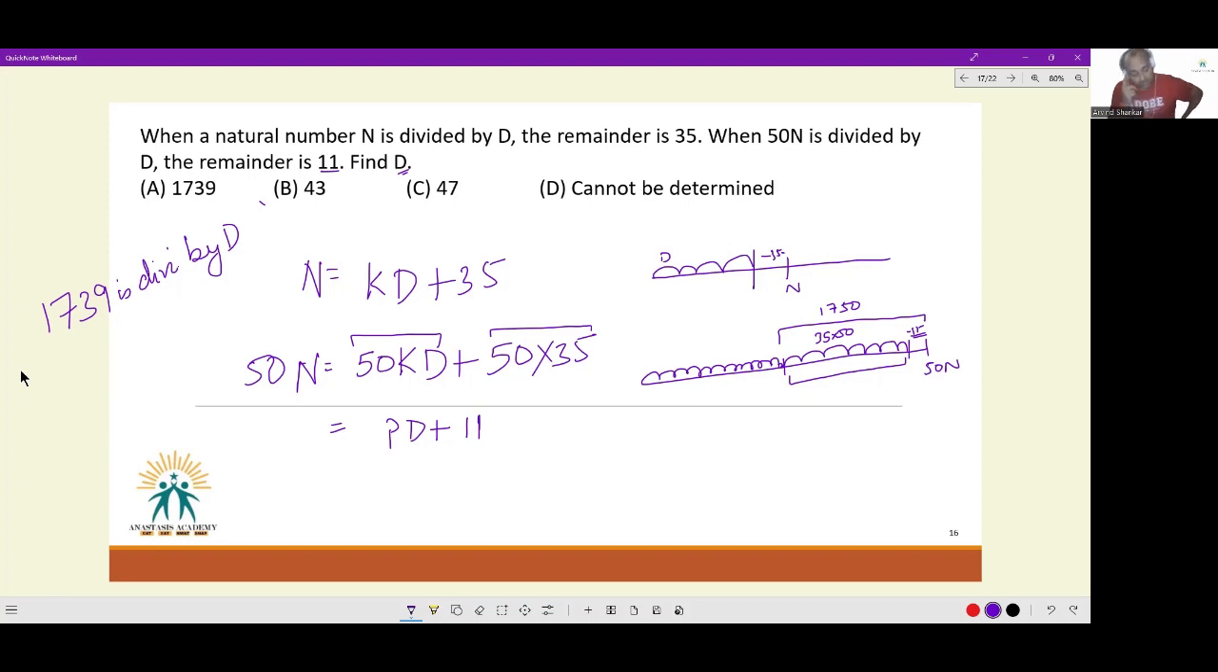So, we have to check whether 1739 is a prime number or not. If it is a prime number, then the answer is 1739. If it is not a prime number, we have to check whether the other factor is greater than 35 or not. So let's see. 1739 is divisible by D.